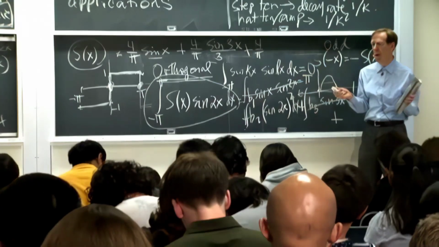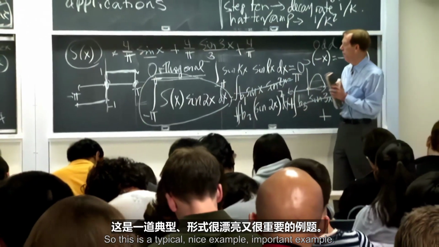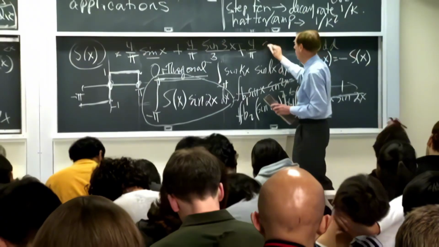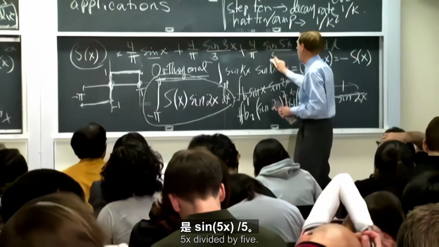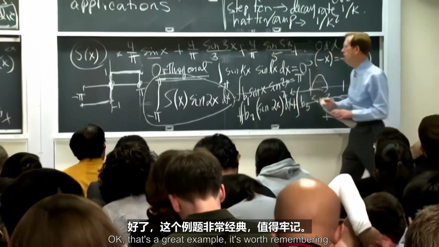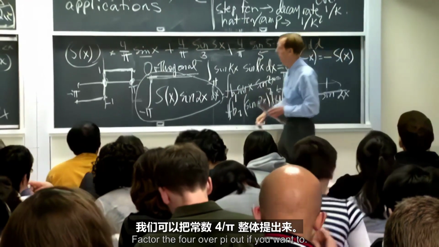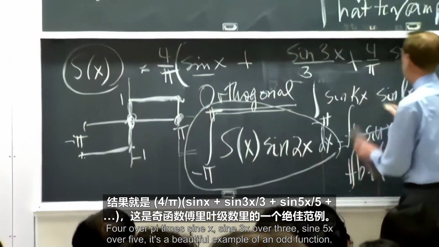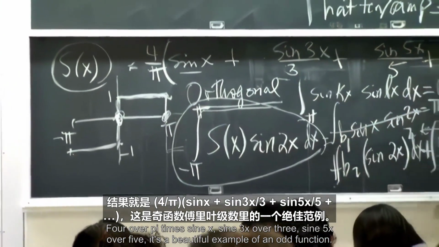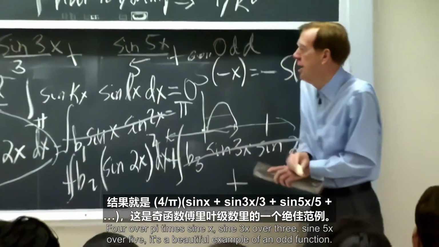But then there will be a 4 over pi sine, what's the next term now? Are you with me? So this is a typical, nice, important example. Sine of what? 5x divided by 5. Okay. That's a great example. It's worth remembering. Factor the 4 over pi out if you want to. 4 over pi times sine x, sine 3x over 3, sine 5x over 5. It's a beautiful example of an odd function.